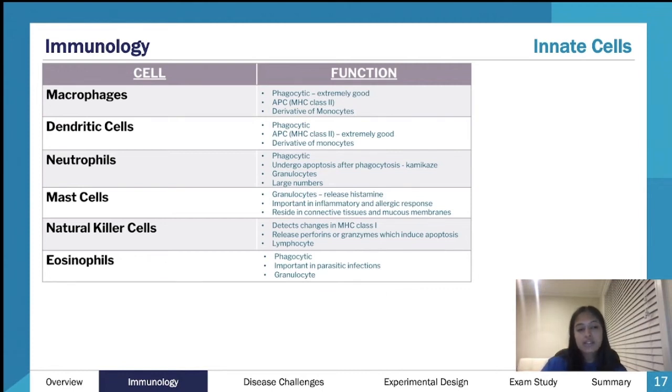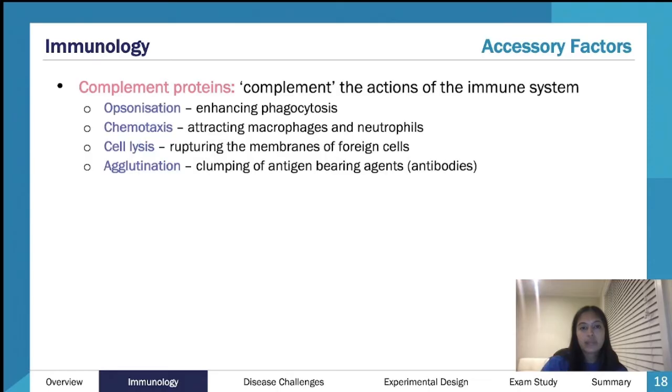Okay, and then lastly, your eosinophils. These are kind of like the random ones that nobody really cares about. But they're important in your parasitic infections, and they can undergo phagocytosis as well. Okay. So we have a lot of little sidekicks that support these immune cells.